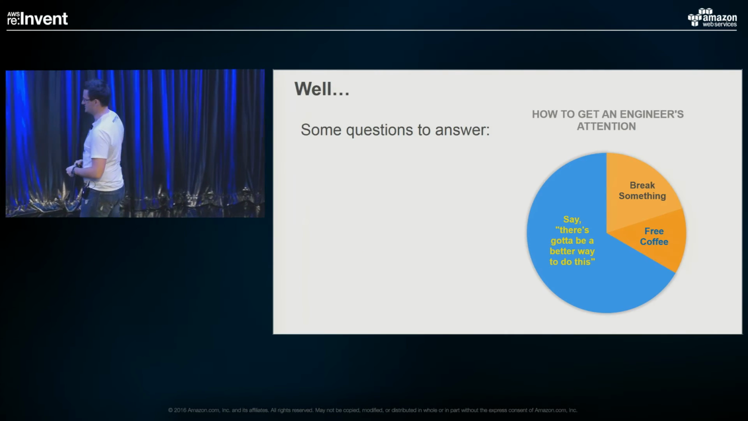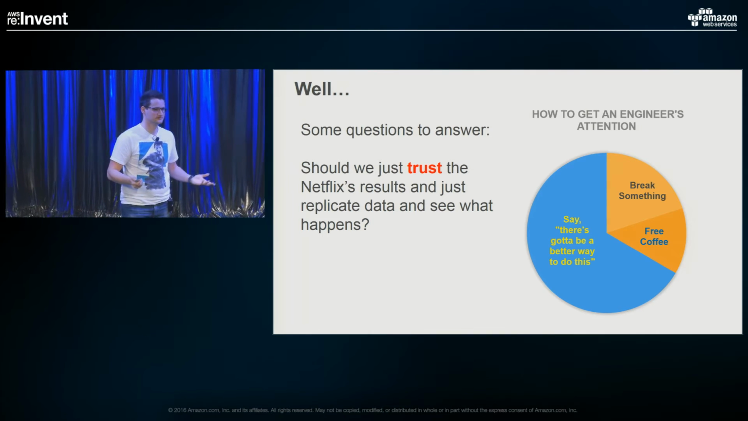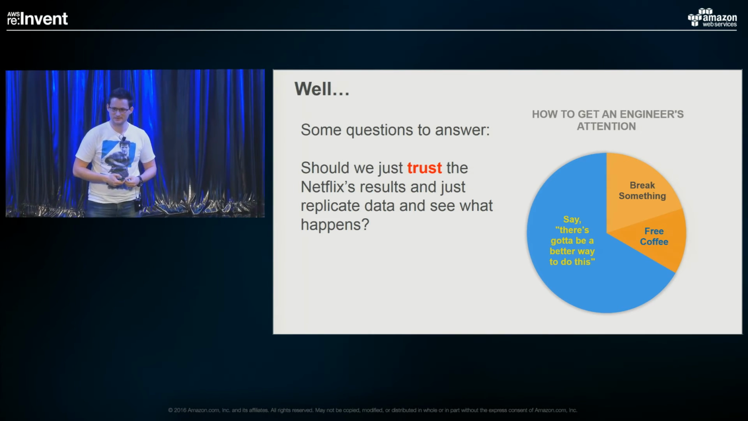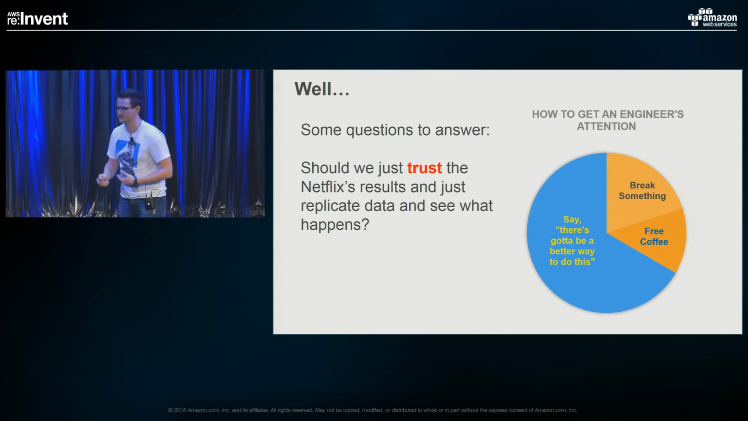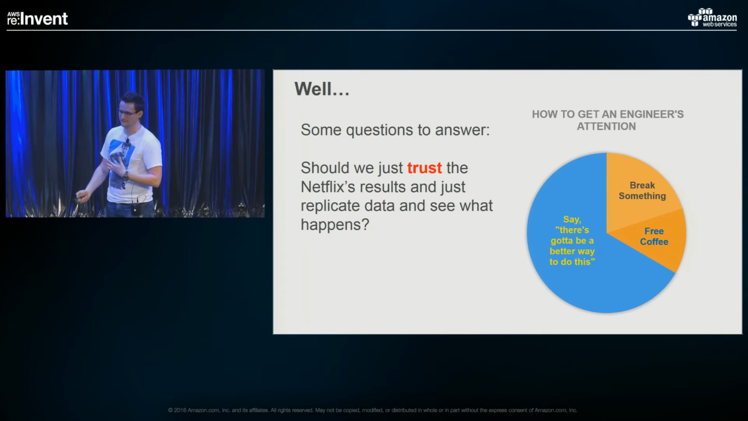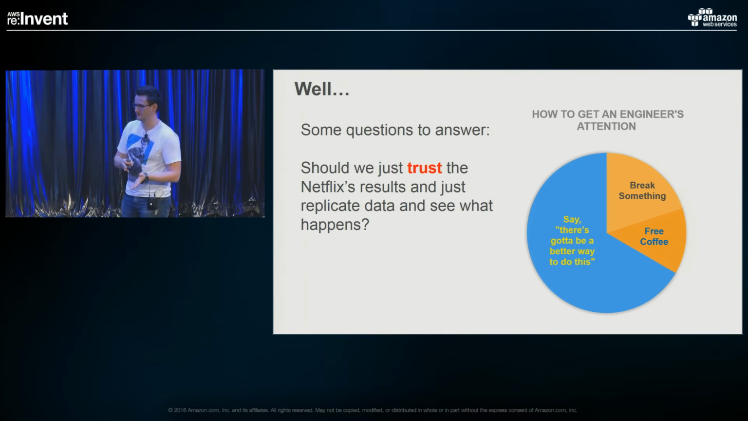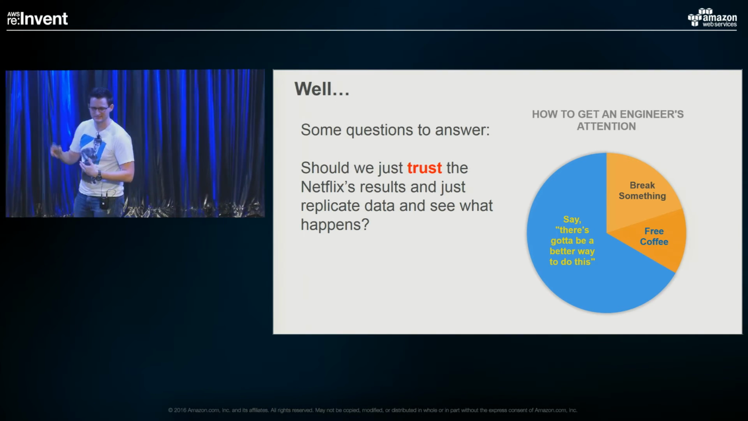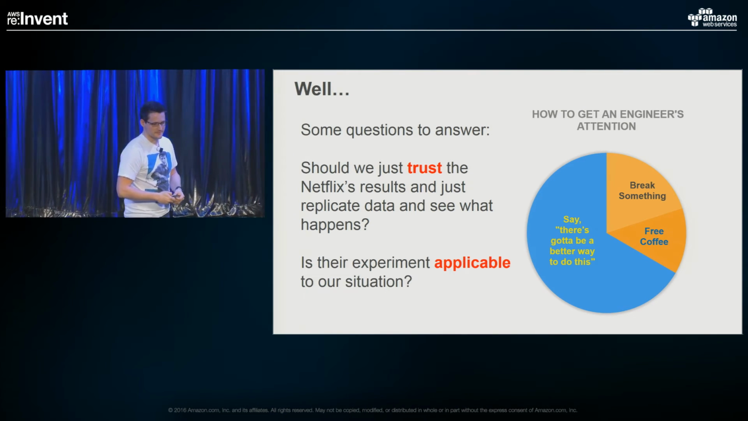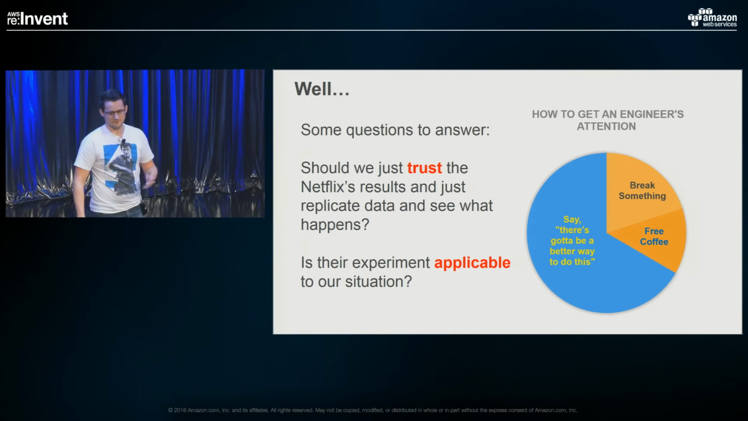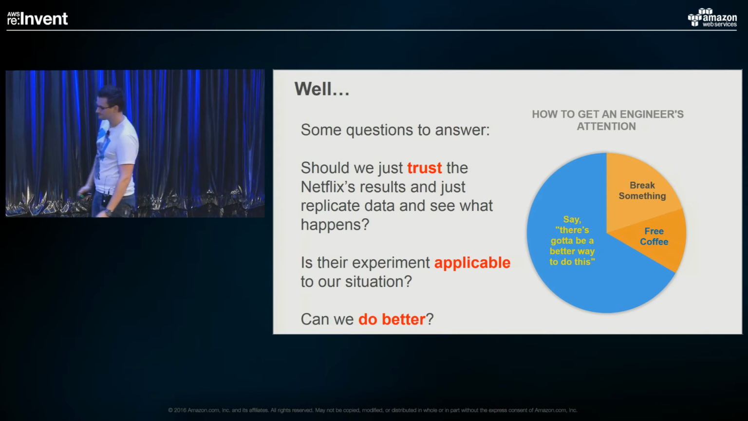Well, some questions that we had to answer. Should we just trust Netflix results? Should we? No, yeah, good. We should not, probably, because there are different use cases. Just to give you one example, there's a talk today or tomorrow about how they move from classic to VPCs, right? There are some issues that they probably are going to face or faced. And another question, is the experiment even applicable, right? And now the last one, can we do better? And we can. We definitely can.